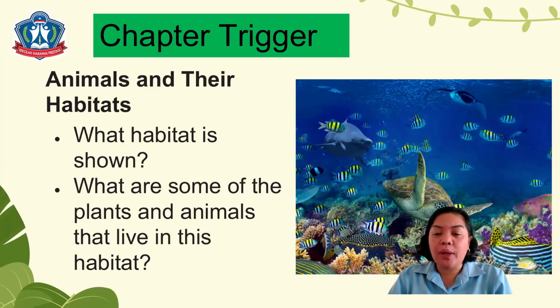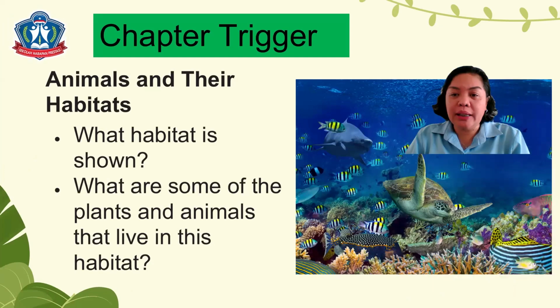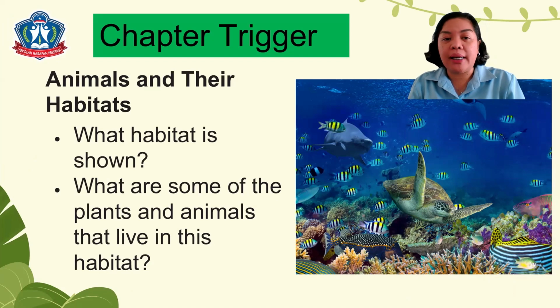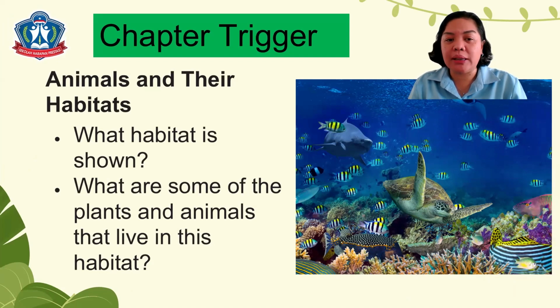Let's start with our chapter trigger. Can you see the picture here? Animals and their habitats. So what is actually a habitat, children? Look at this picture. What habitat is shown here? And what are some of the plants and animals that live in this habitat? If you know the answer, you can share that during our class.